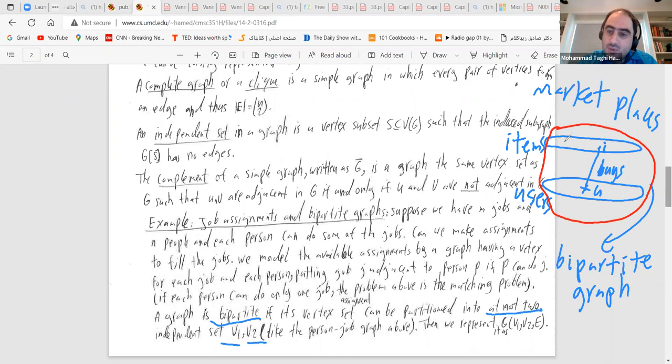What is the property of this? There are no edges between two items and no edges between two users. There might be such edges in a different graph, but in this particular bipartite graph, we don't care about the relation of items with each other. We only care about the fact that user U buys an item I. So we have users, we have items, and if you buy an item I, then we put an edge. In a bipartite graph, these are the two independent sets: I is one set, and U is another set.